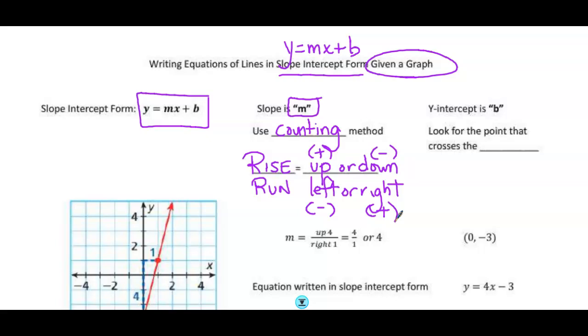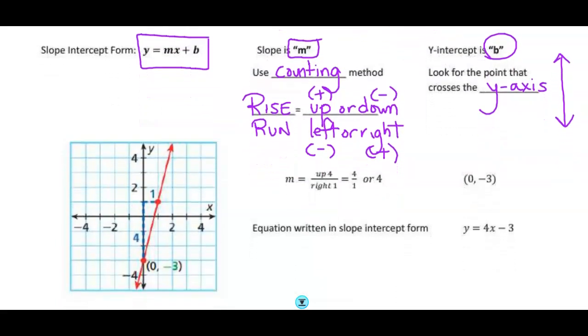The y-intercept is your b. So y-intercept, you're going to look for the point that crosses the y-axis. Remember, the y-axis runs vertically, so you're looking for that point. So I have a guided example here for you.